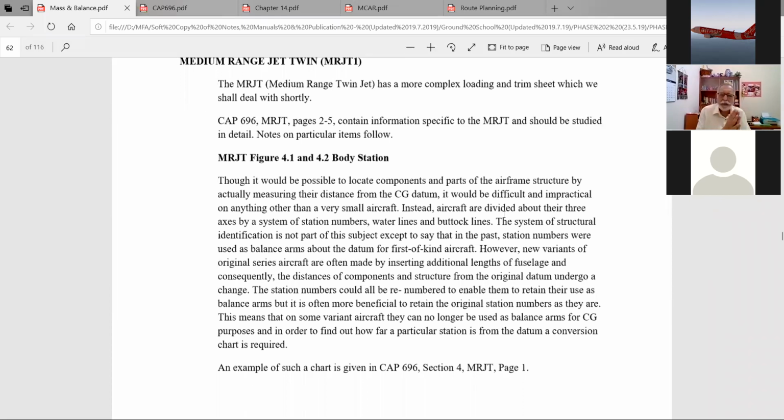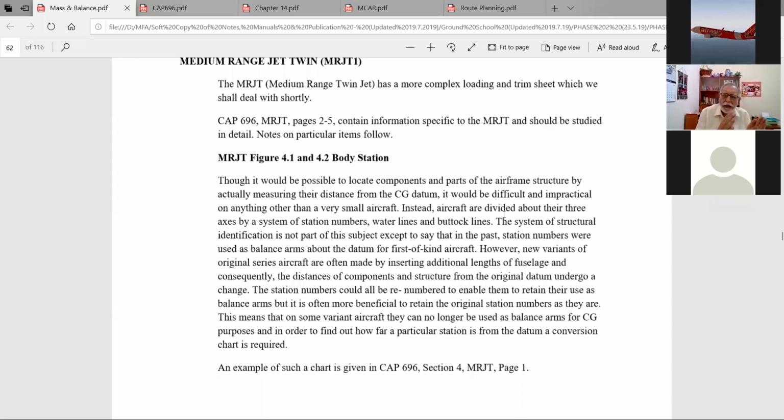Now when this happens, obviously the original body station will change. And we know that body stations are balance arms. So the distance from the datum will change, obviously, because the aircraft has now become longer. Now there are two things. One is that you can keep the original station numbers and add a conversion factor, or give new station numbers. Now if you give new station numbers, then there will be a problem because there will be confusion. So what is generally decided is that you keep the original numbers constant.